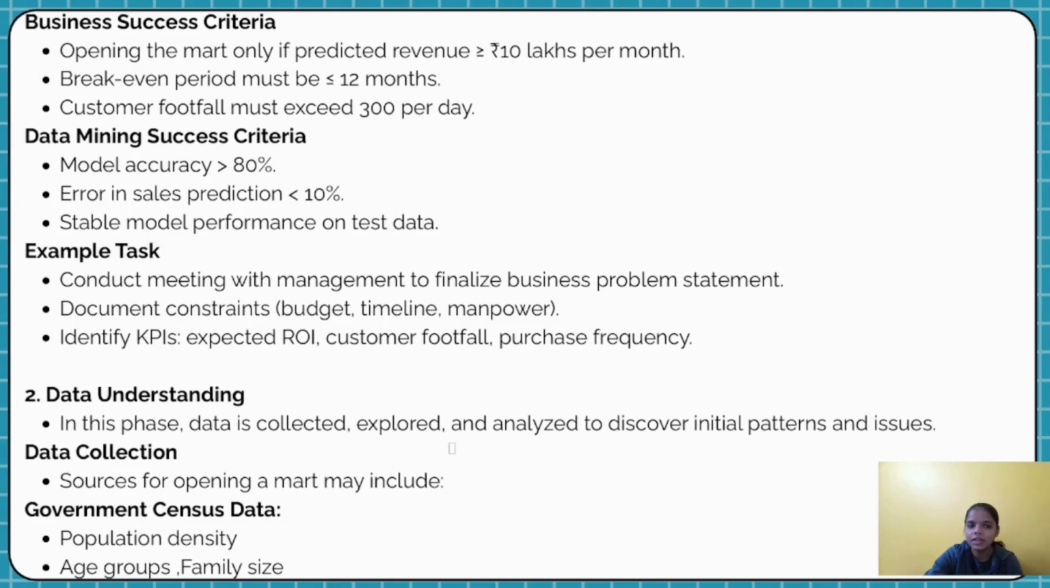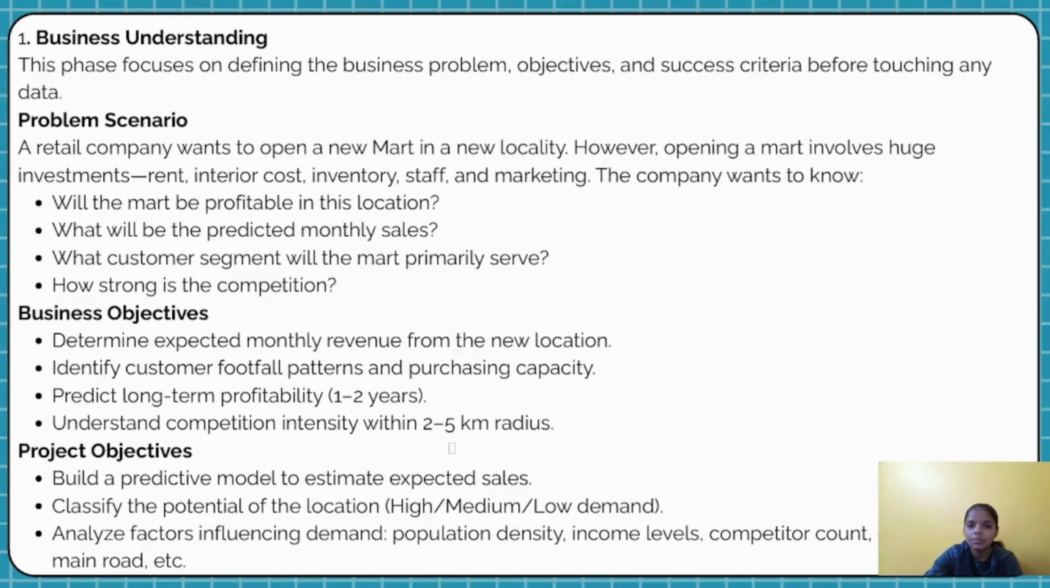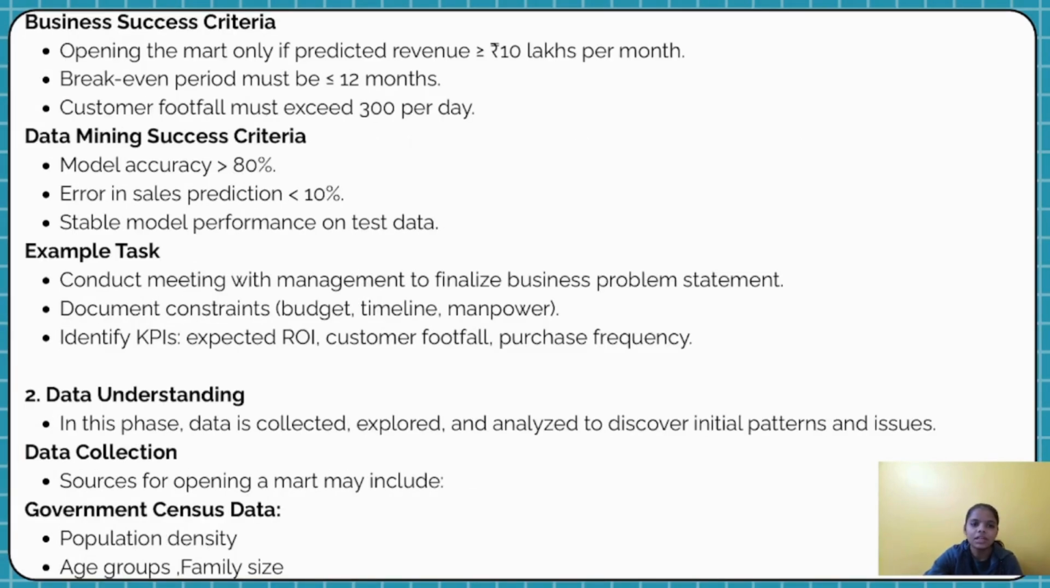Now, the business criteria, which comes under business understanding. Business criteria: open the mart only if predicted revenue is 10 lakh per month. Break even period must be less than 12 months and customer footfall must exceed 300 per day. Next, the data mining success criteria. Model accuracy should be greater than 80% and error should be less than 10%, which makes our model best. A stable model performs well on test data.